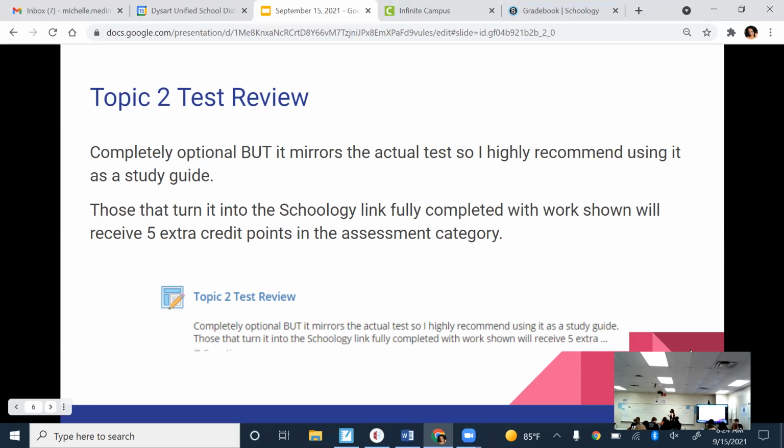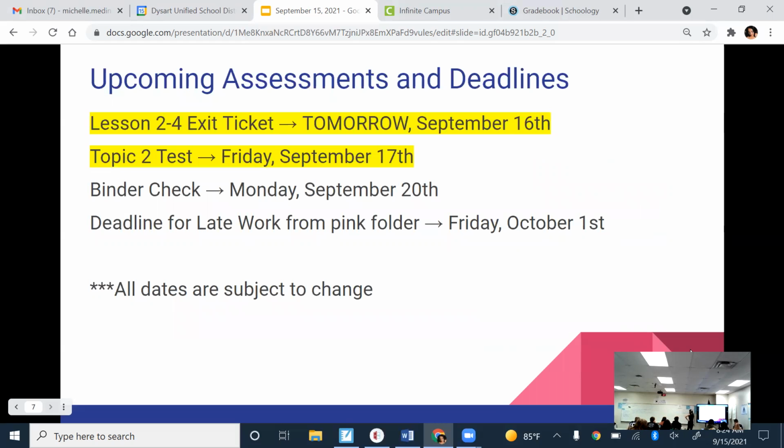I'm not requiring you to do it. I used to make it assessment points. This time it's extra credit assessment points. So it's really up to you, but I highly recommend it.